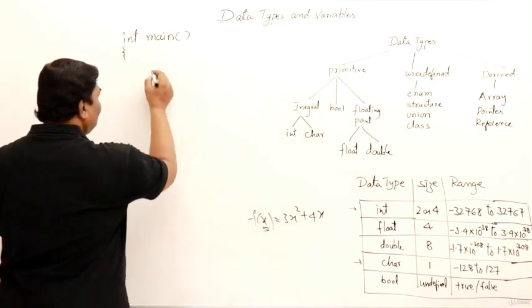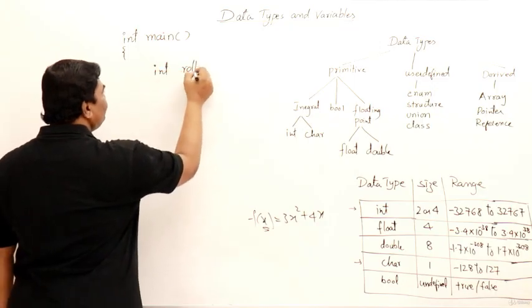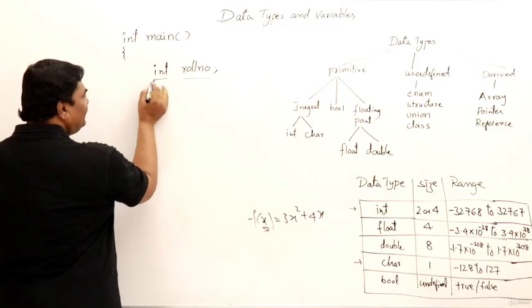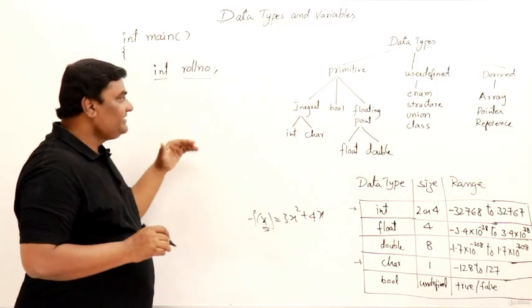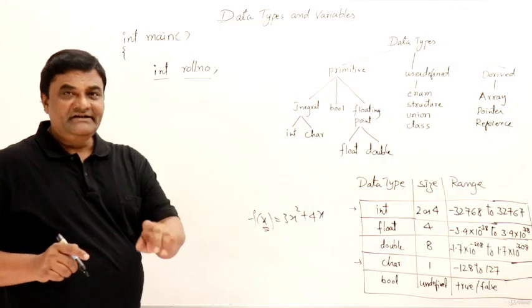So I'll take a variable of type integer. This is the method of declaring a variable. This is the variable name and this is the data type. So you have to declare the variable before using it in the program. Every variable must be declared and then only it is used.